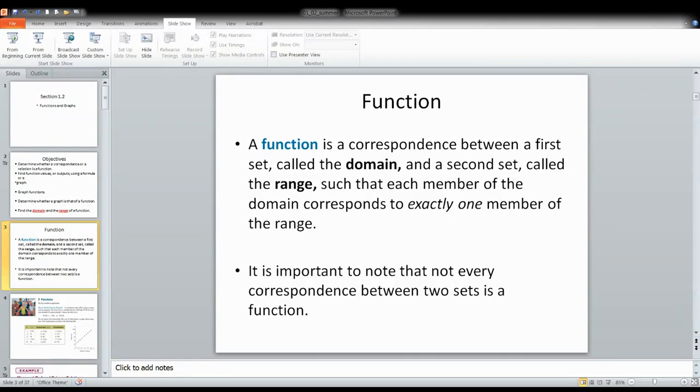Vertical line test. An easy way to tell whether the graph is indeed a function is to drop a vertical line through the graph. If it touches the graph in more than one spot, it's telling you that for that x value, there are multiple y values. You haven't got a function. This guy passes the vertical line test.